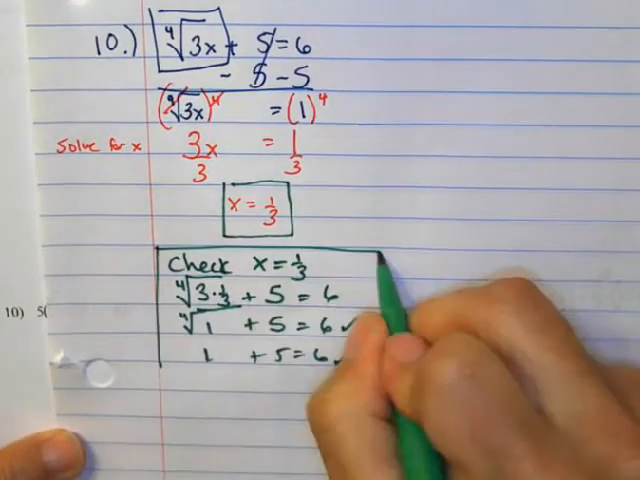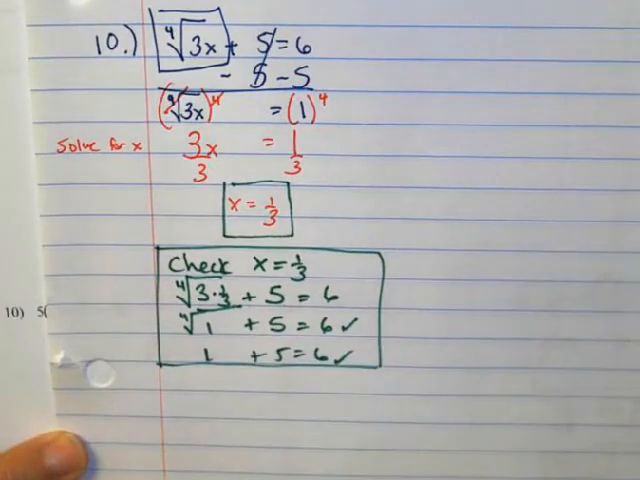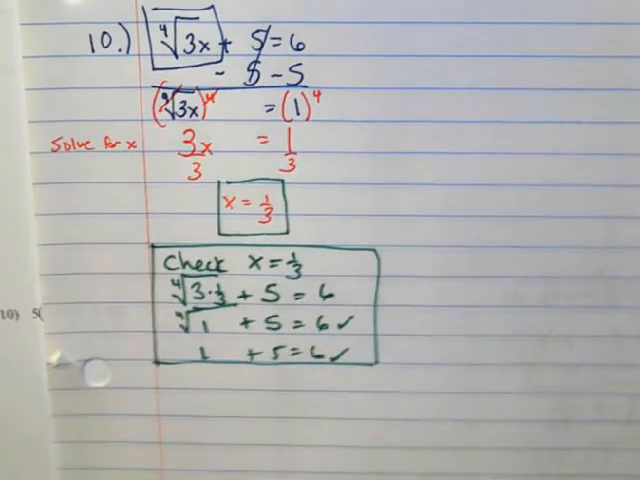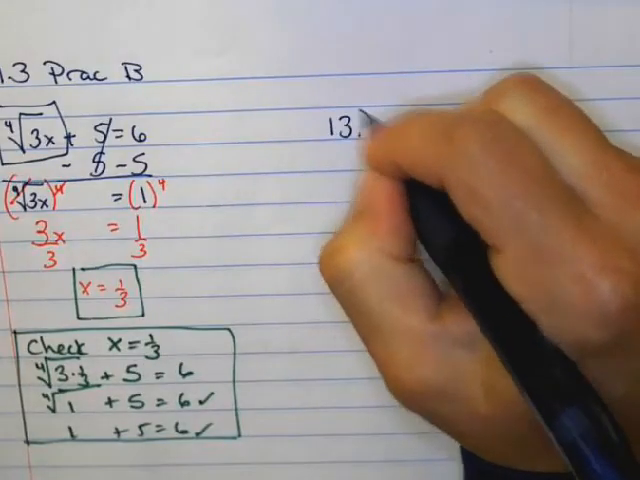So here is my check. It checks out because it's a nice positive answer in an even root, so all is well. Alright, next question, number 13.